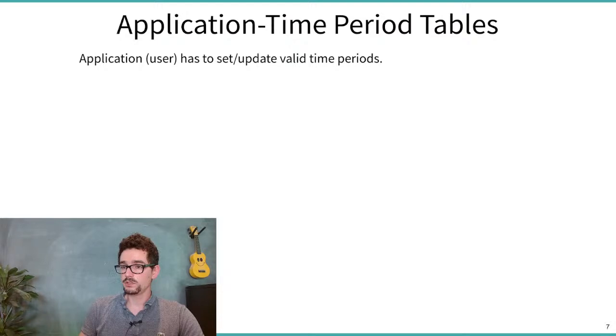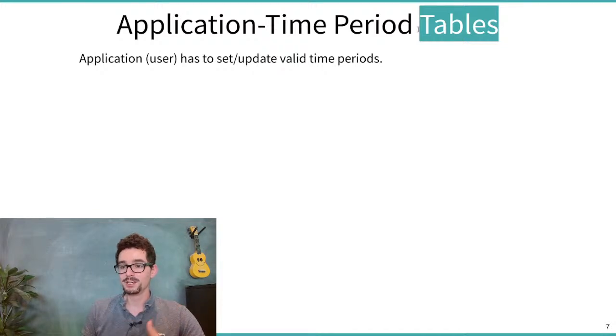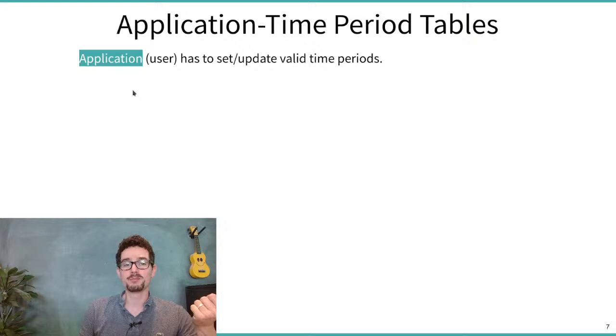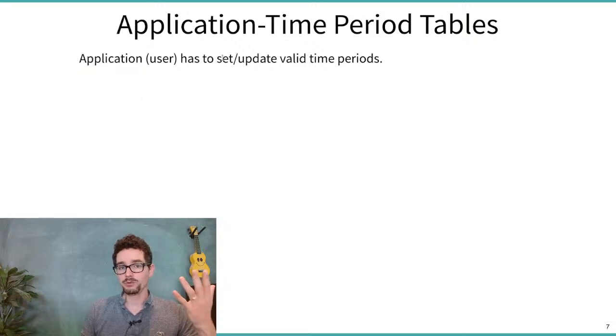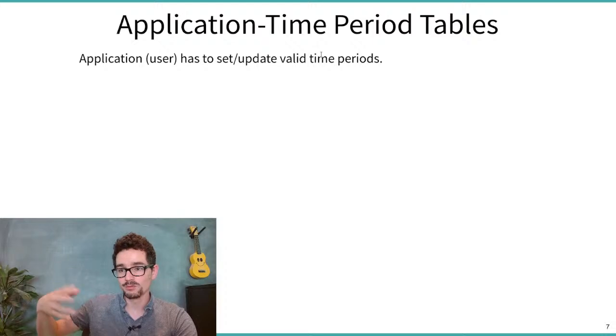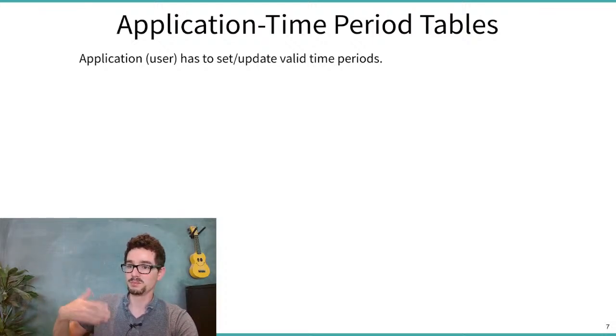You use these time intervals for application time period tables. This means you have a table where you, as a user or as the application, have to manually set and update the valid time periods. You have to set when something gets invalid. You can, as I said, use triggers or stored procedures for semi-automating or automating that, but you have to be careful to do this in the right way.